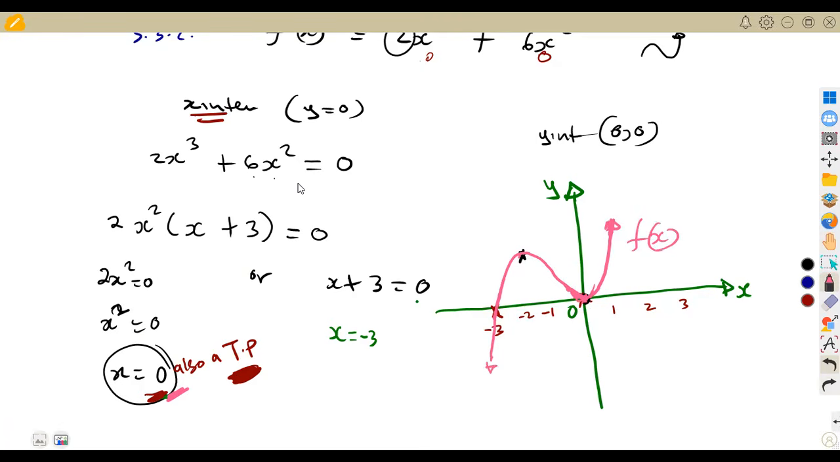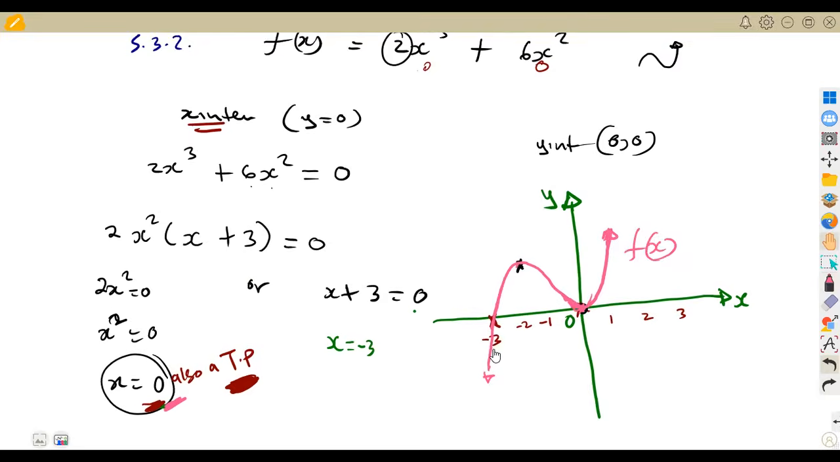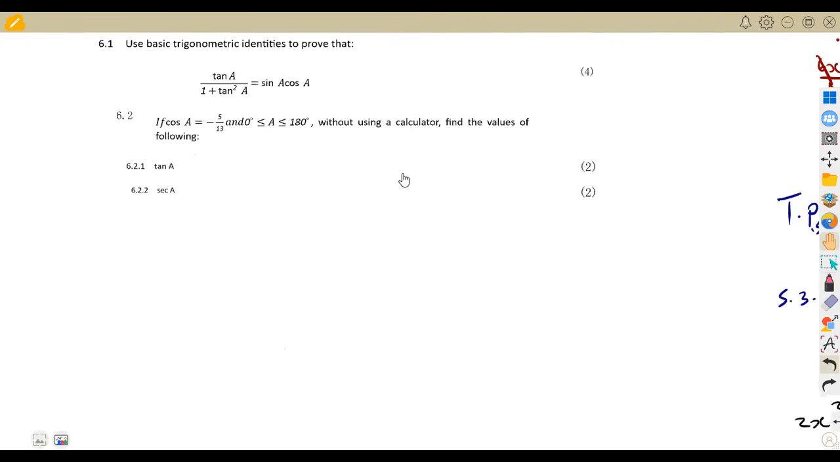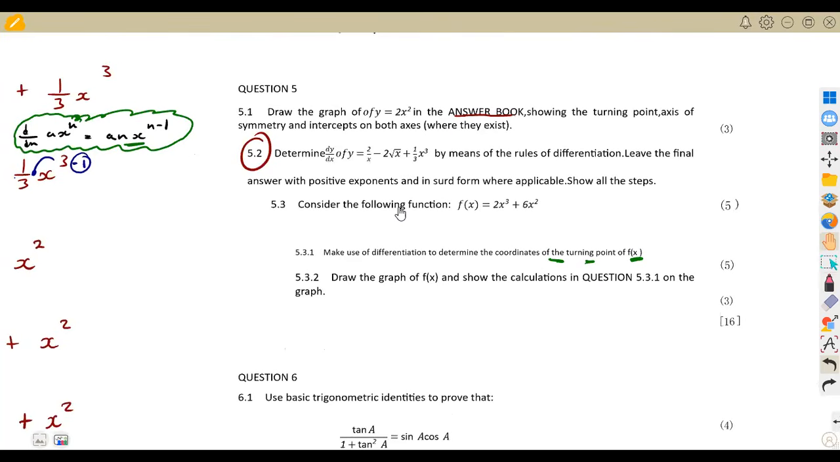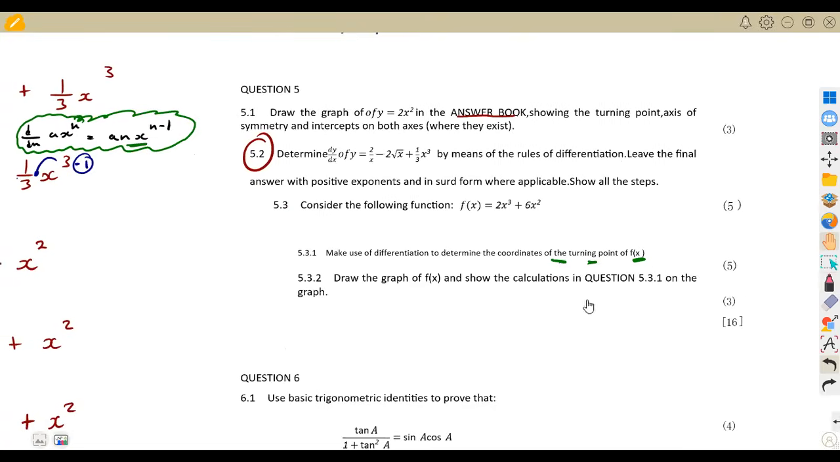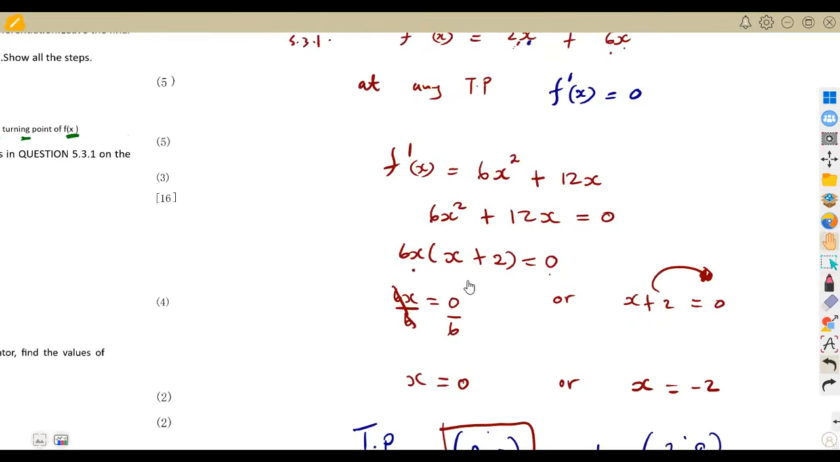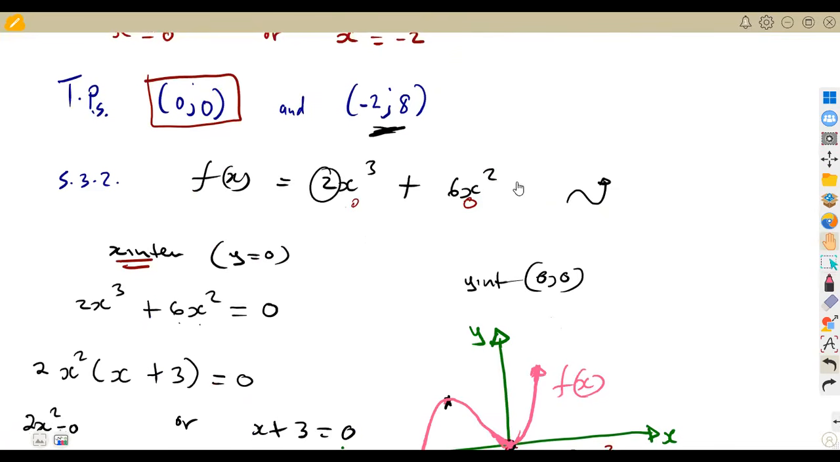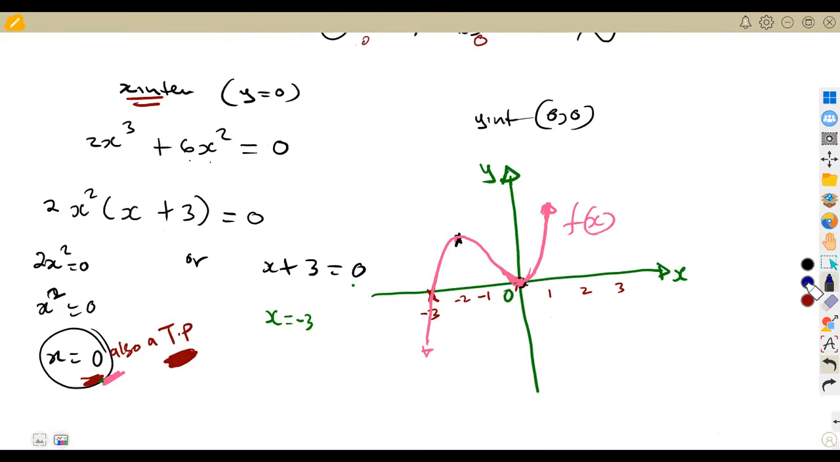So the question there was for you to sketch, to draw this graph, and let us just check if there's anything that we need to indicate on this graph. We just draw this one, it was not like calculate, but just for interest's sake, you can even indicate your turning points. Remember I said (0, 0) and (-2, 8). So you can just indicate our turning points. Here is a turning point at (-2, 8). That's a turning point. And also this one is a turning point, which is (0, 0). Okay, so that was our function that we're supposed to sketch.